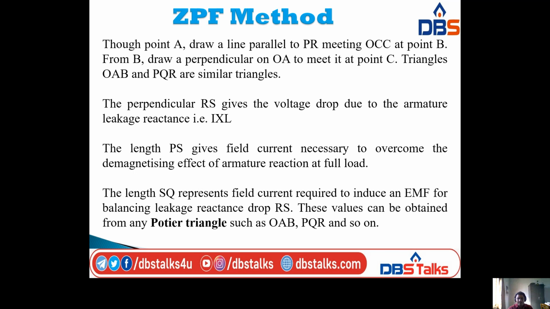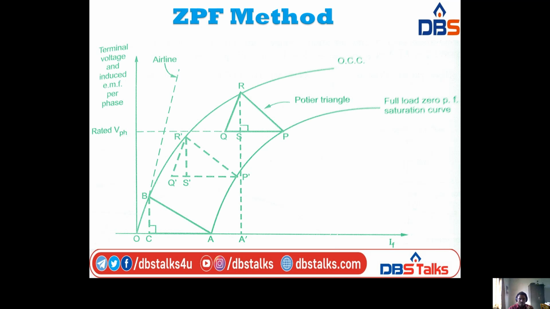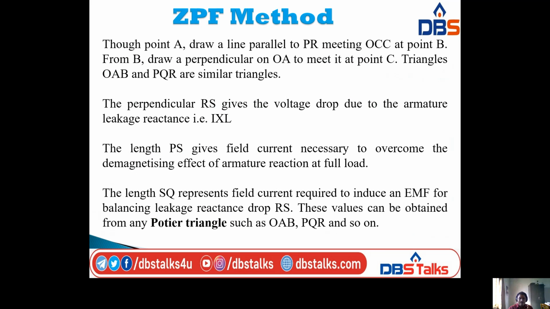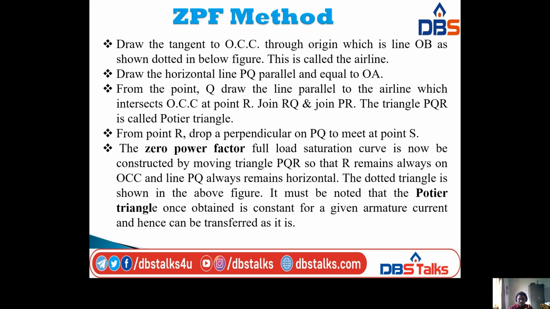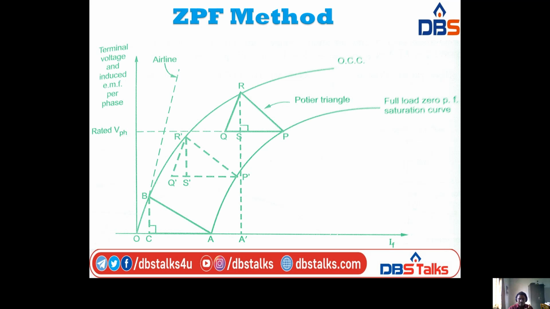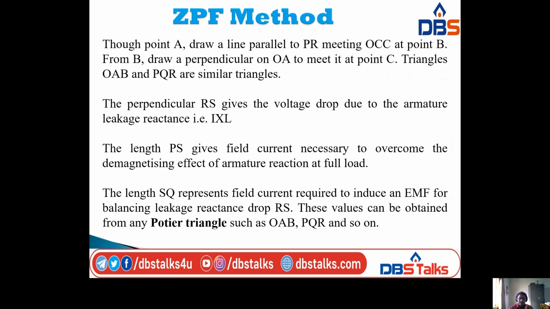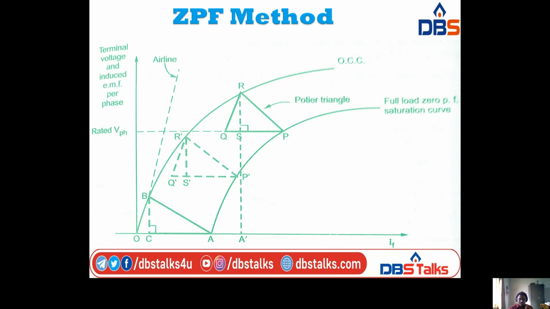And next, through point A, draw a line parallel to PR, meeting OCC at point B. So here I am taking point A. Through point A, draw a line parallel to PR, which meets OCC at point B. Where is the point? Here is the B.